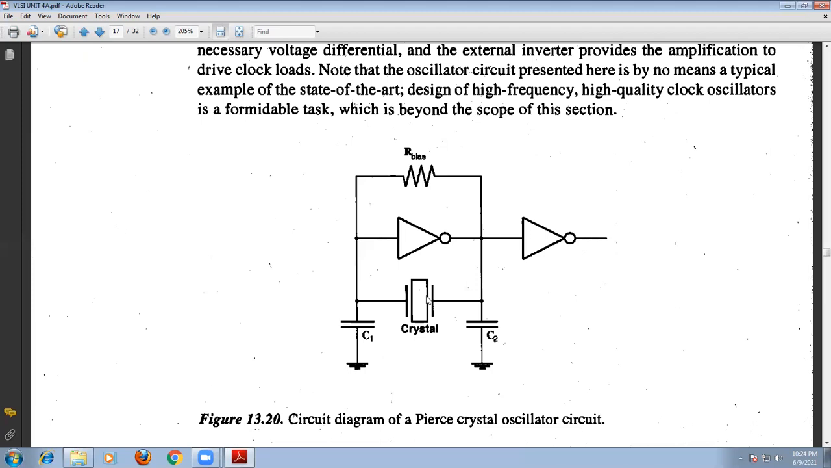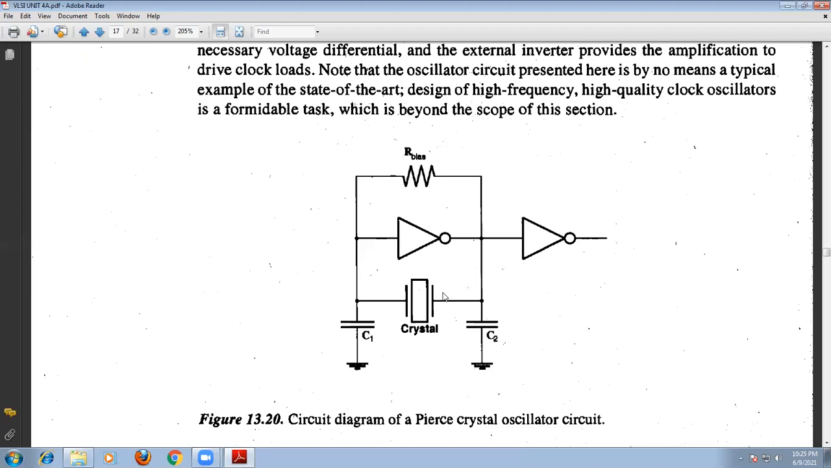Okay, the series RLC circuit basically. In this series resonance circuit, the internal resistance determines the resonance frequency. The series internal resistance of the series resonance circuit determines the resonance frequency.